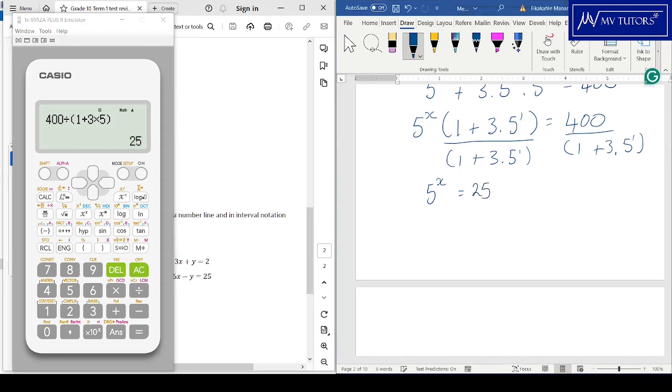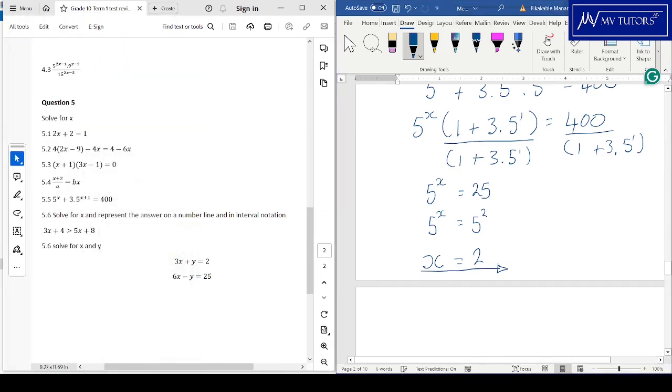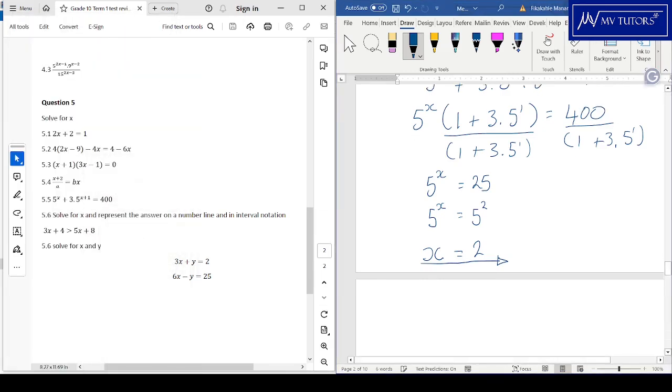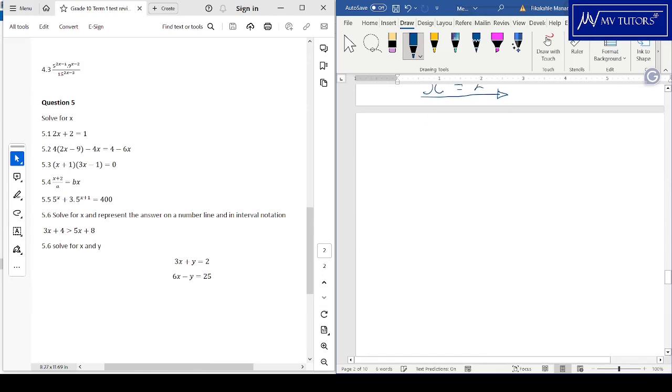See that? So I can rewrite 25 in terms of 5, which is 5 to the power 2. Now, when you have the same bases, it means the exponents are also the same. Therefore, this time x is equals to 2. That's it. We are done. Thank you, Mr. Calculator. Let's go to the next question. Is it the last one now? No, it's not. We've got 5.6.